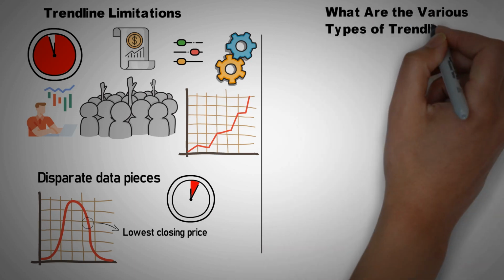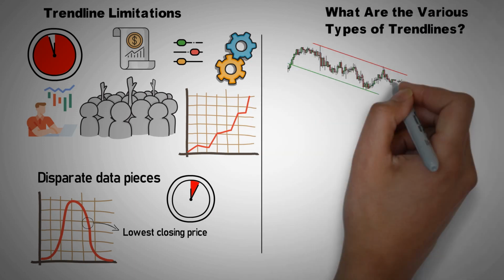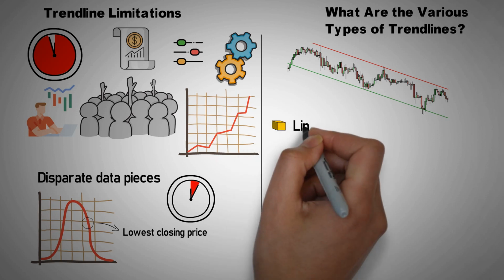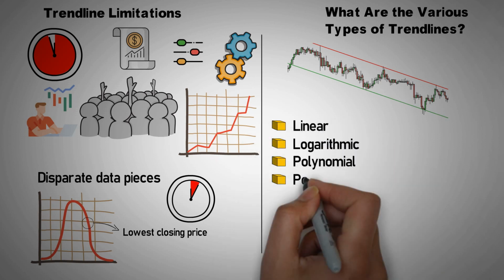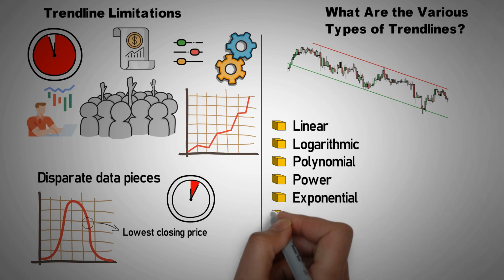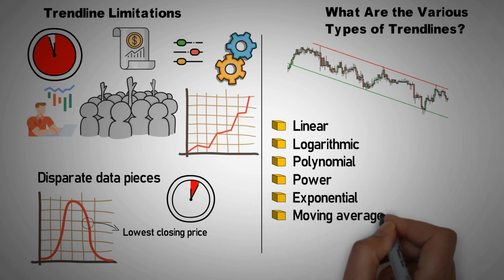What are the various types of trend lines? Trend lines come in a variety of shapes and sizes: linear, logarithmic, polynomial, power, exponential, and moving average are the most frequent.